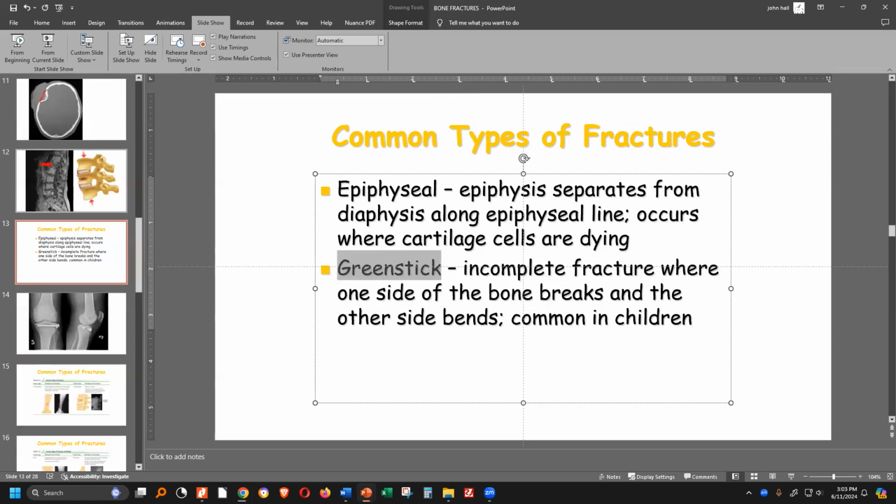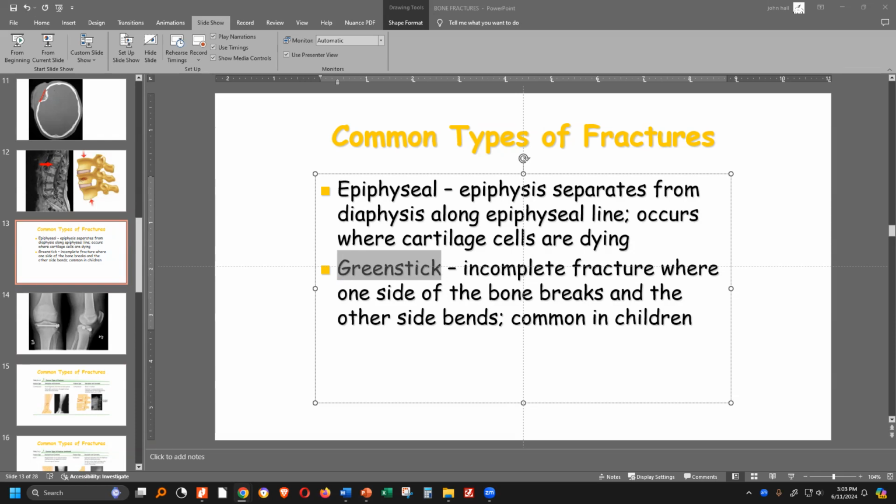Now, we're going to move on and talk about fractures that are most common in what I would say would be young people. And when I say young people, generally speaking, I'm talking about people below the age of 20 usually, right? And the two most common fractures of young people are what we call a green stick fracture and the epiphyseal fracture, right? So green stick and epiphyseal.